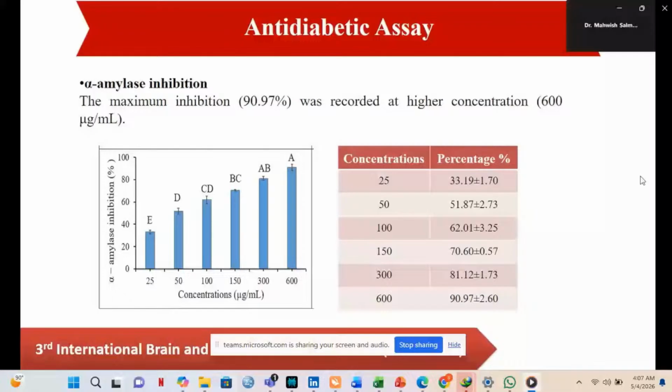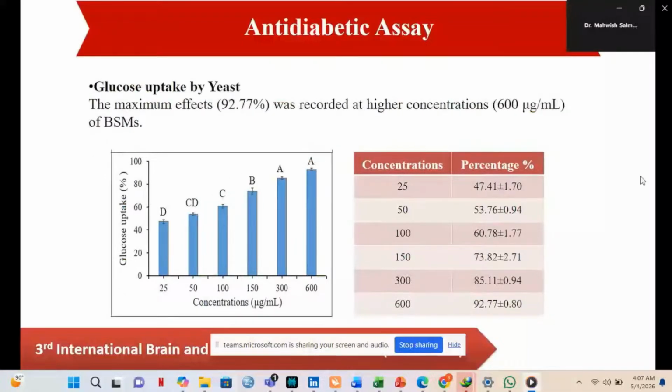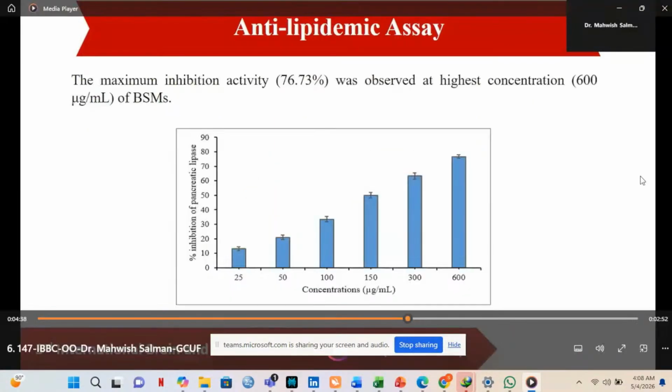The glucose uptake by yeast: the maximum effect, 92.77%, was recorded at the high concentration, 600 microgram per ml of extracted metabolites. Thirdly, the maximum inhibitory potential was observed at the high concentration of extracted metabolites. The percentage inhibition of pancreatic lipase was 76.73% at the highest concentration.